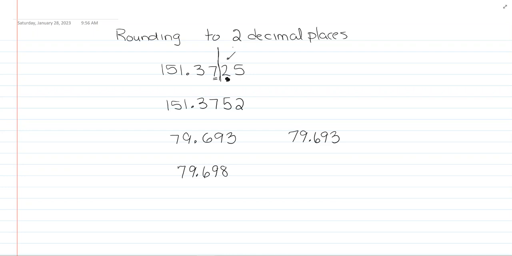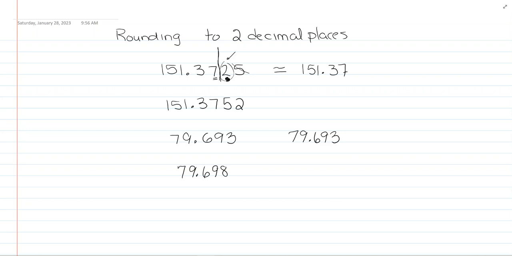So in this case, if I'm rounding this number, 151.3725, to 2 decimal places, my answer is going to be approximately 151 point, and this is just going to be 37, because the 2, I don't care what's after it, the 2 isn't big enough to bump the 7 up.